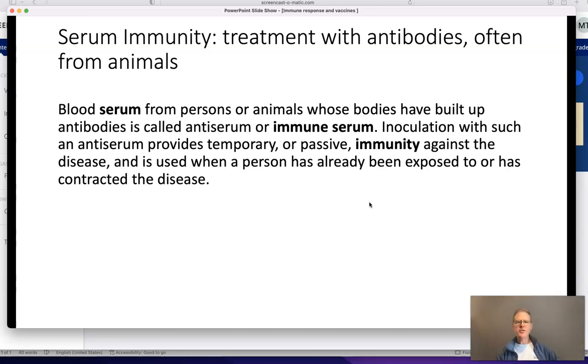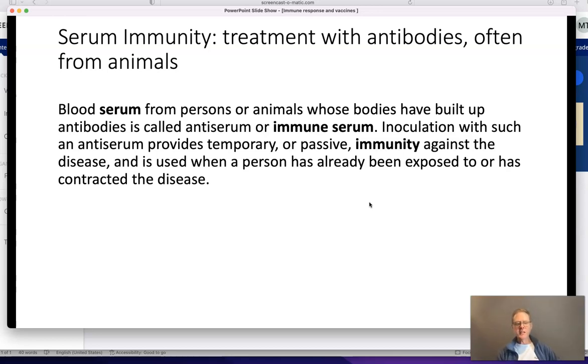So blood serum from persons, animals whose bodies have built up antibodies is called antiserum or immune serum. Inoculation with such an antiserum provides temporary or passive immunity against a disease. That is used when a person has already been exposed to or has contracted the disease. So it's a type of treatment. It's not a preventative, as a vaccine would be as such.